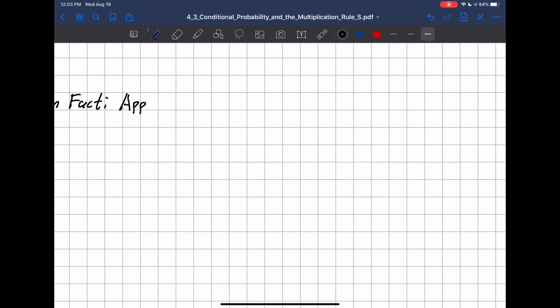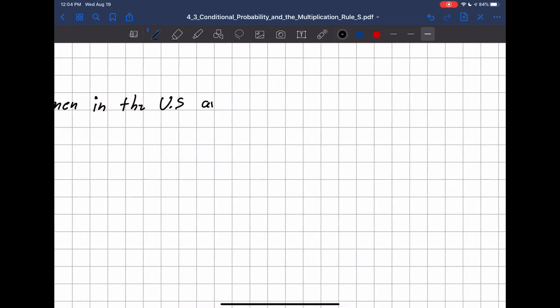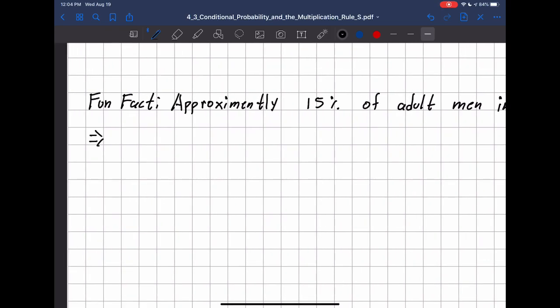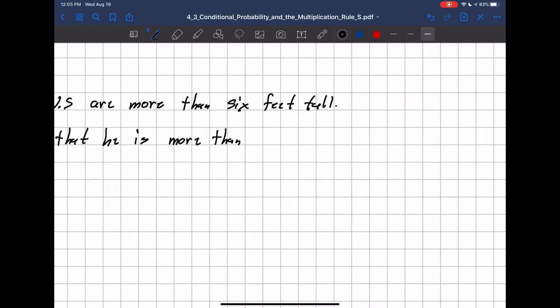A little fun fact is that approximately 15% of adult men in the United States are more than 6 feet tall. So what does this mean? Well, if a man was selected completely at random, then the probability that that person is more than 6 feet tall is 0.15 or 15%.